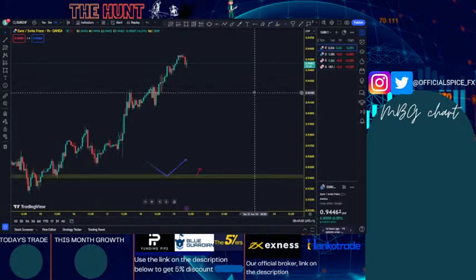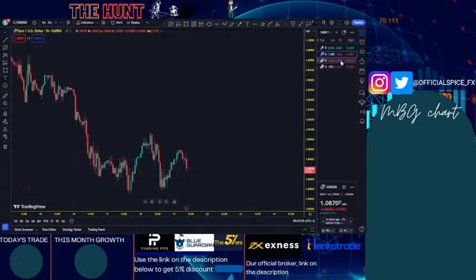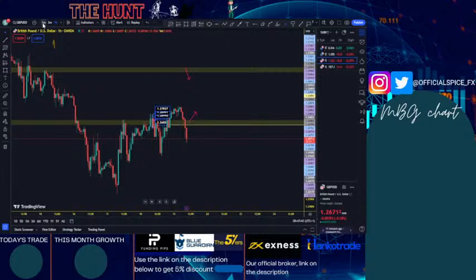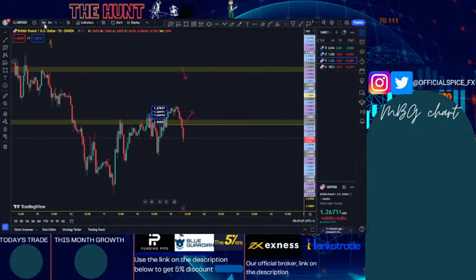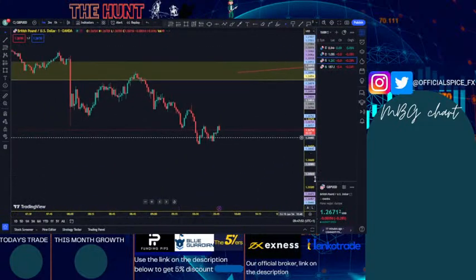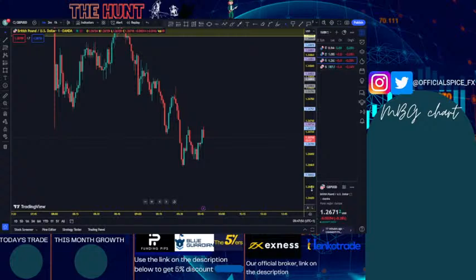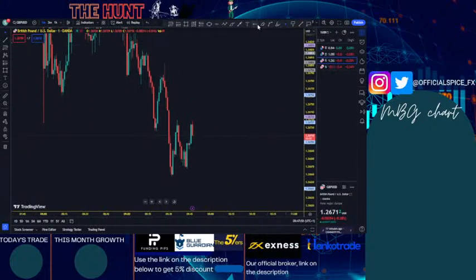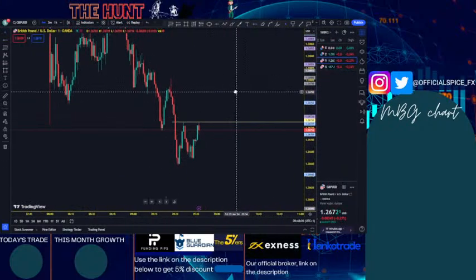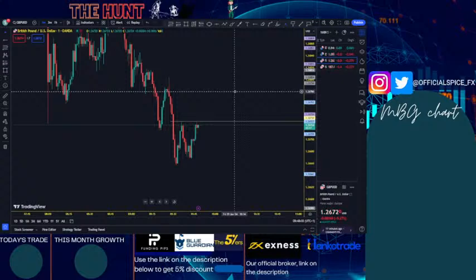All right, so guys, I'm basically looking at GBP/USD. I'm looking to get on buys. If price breaks above this point here, I'll be getting into the trade.